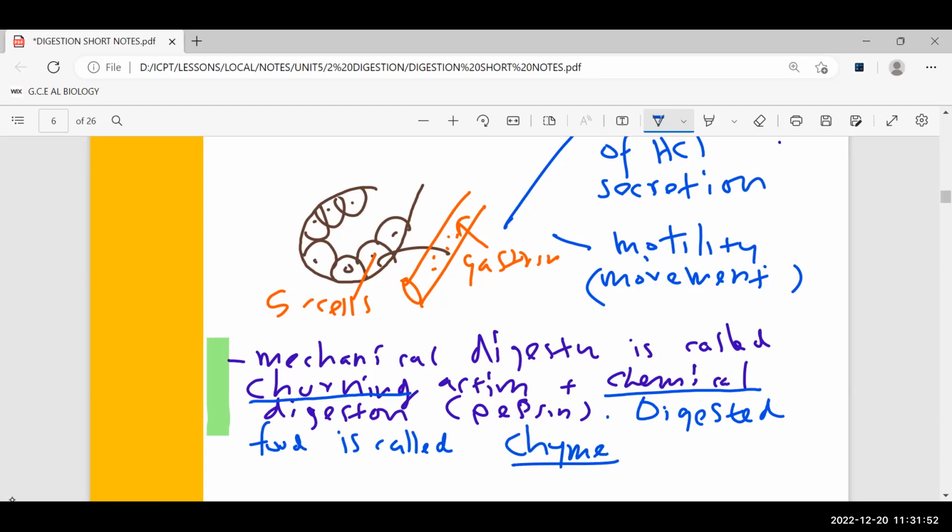So partly digested food is called chyme, which is slightly acidic. The chyme is acidic because of the hydrochloric acid.